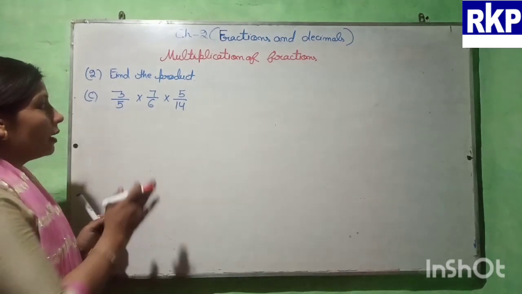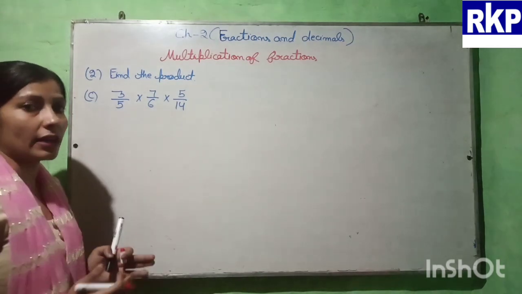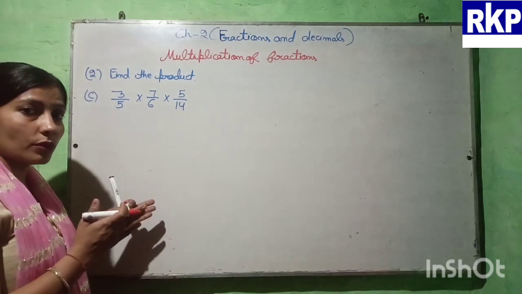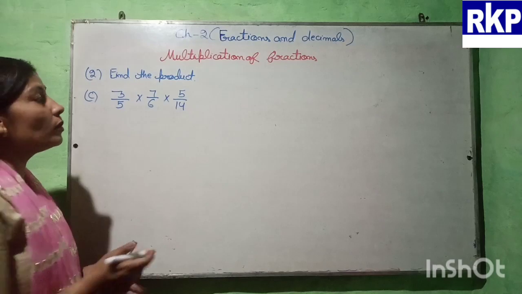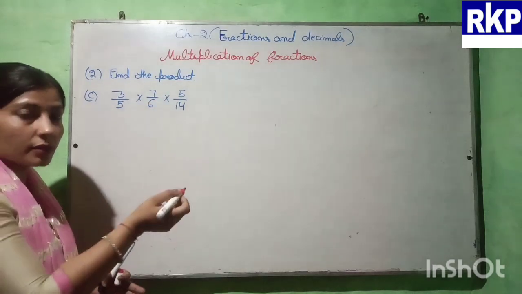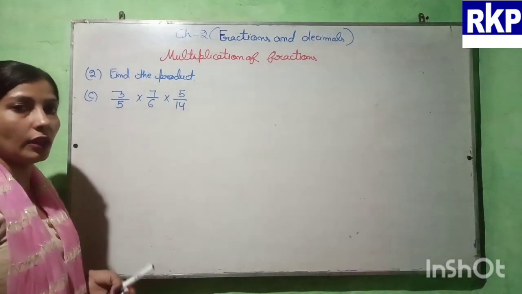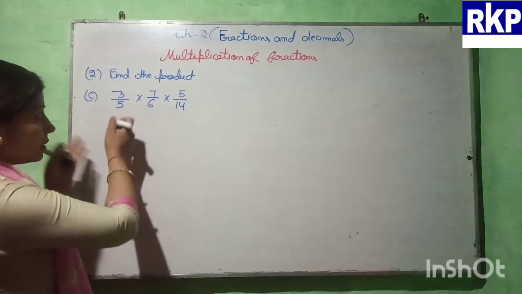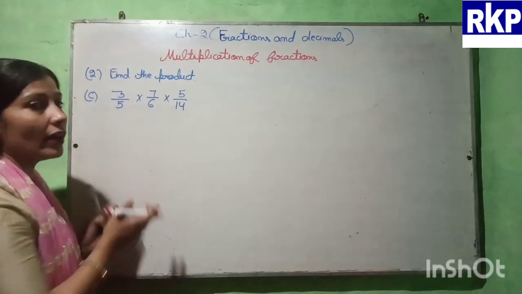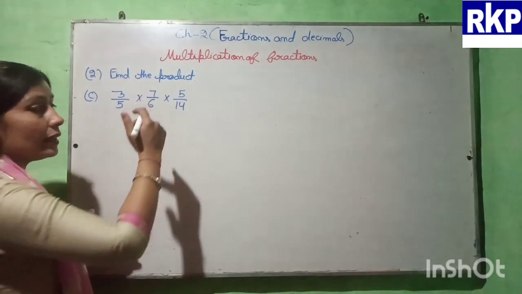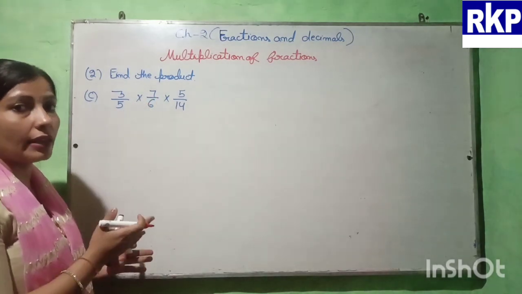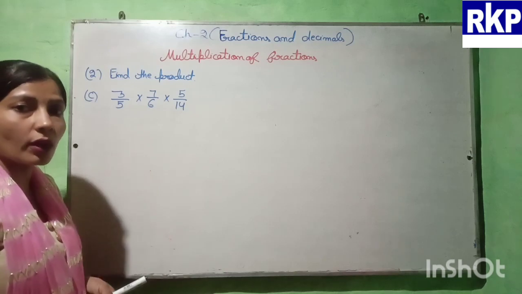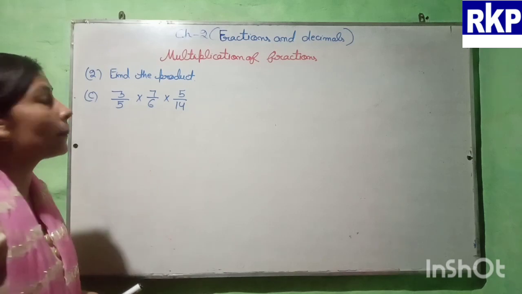But here we are having 3 fractions. But here also, beta, we have to follow the same rule. We have to multiply numerators with numerators and denominators with denominators. But before multiplying, let us see if there is any common factor of numerator and denominator. If there is any common factor of numerator and denominator, then we can cancel. And after that we will multiply.